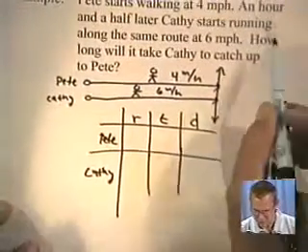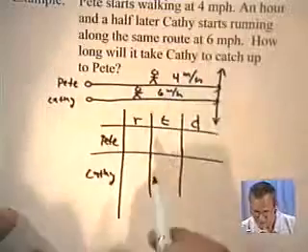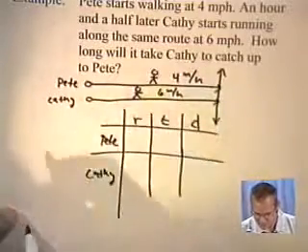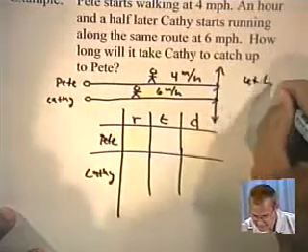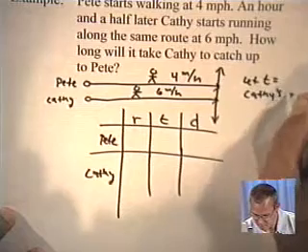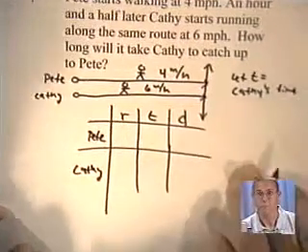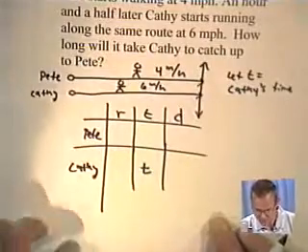Now let's look at the problem here. How long will it take Kathy to catch up to Pete? So the unknown quantity that we're trying to solve for is Kathy's time. So over here on the side, I'll let t equal Kathy's time.